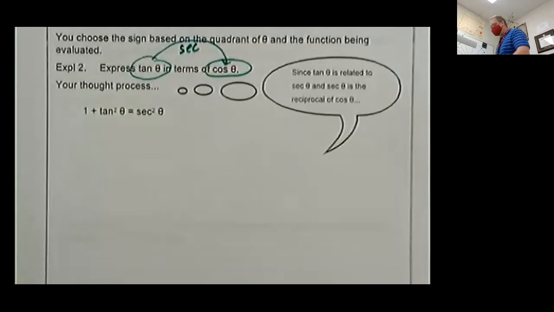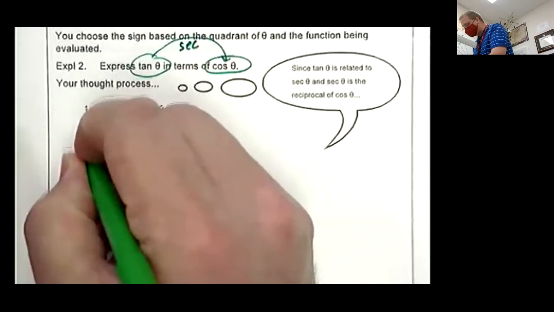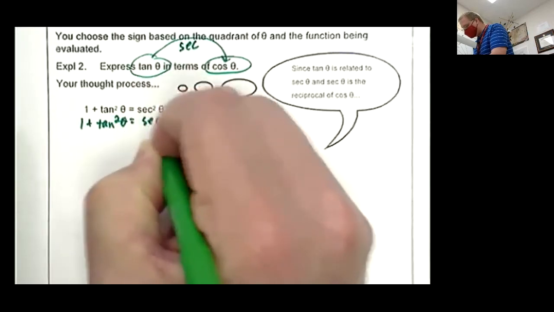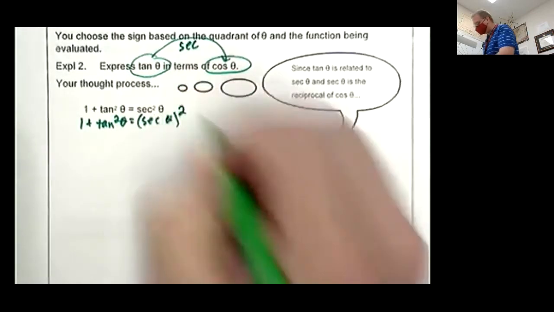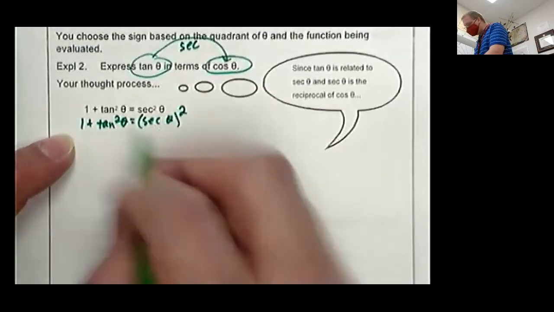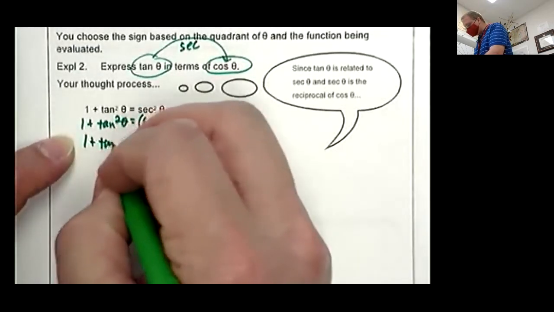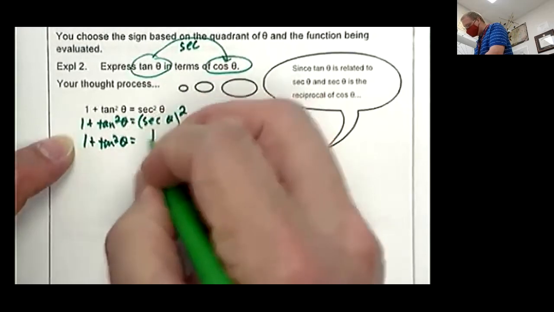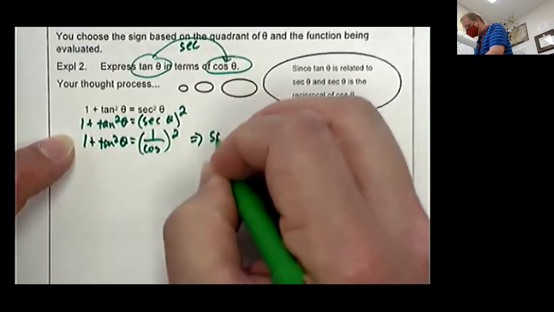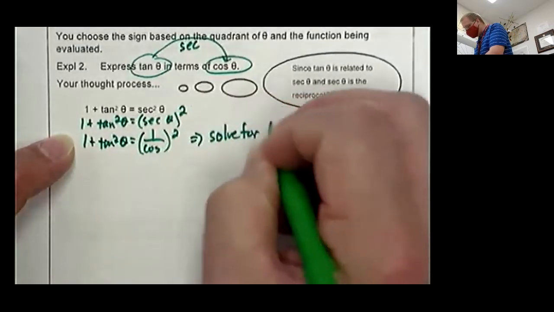So here we go. We're going to recall that this is actually secant squared. So 1 plus tangent squared theta is equal to secant of theta quantity squared. And then we want to solve for tangent. We want to get this into cosine. So 1 plus tangent squared theta. Secant is 1 over cosine quantity squared. And we want to solve for tangent.